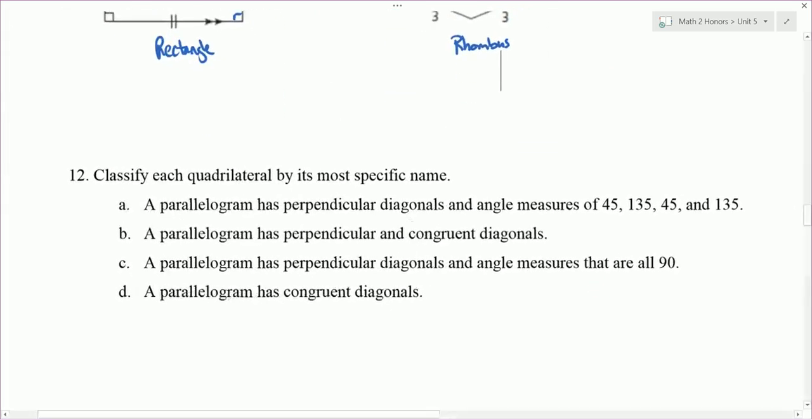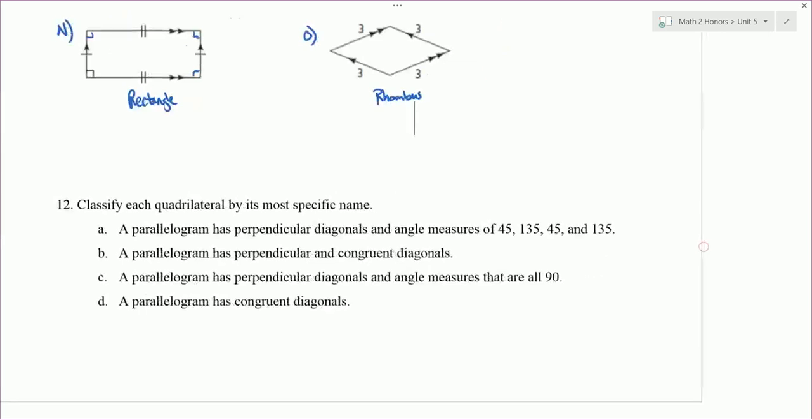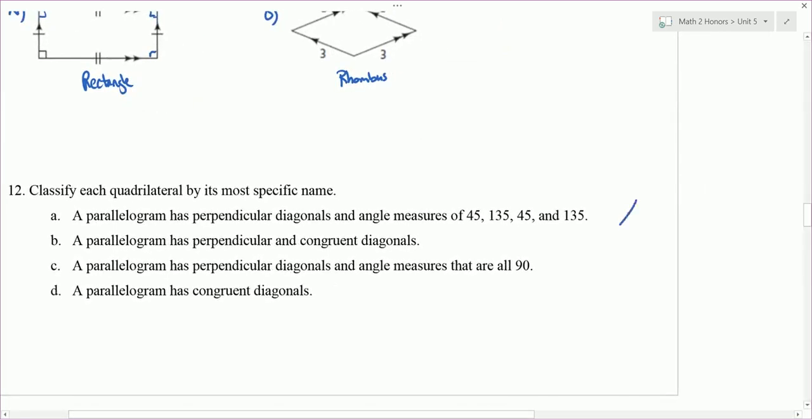Number 12, classify each quadrilateral by its most specific name. So in A we have a parallelogram. So I'm going to draw that. Parallelogram. Has perpendicular diagonals. And angle measures of 45, 45, 135, 135.